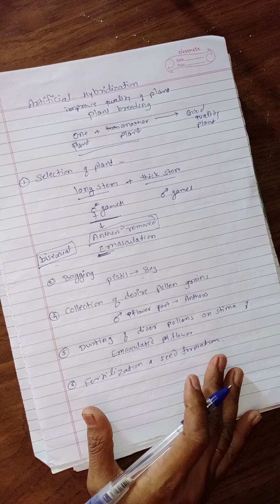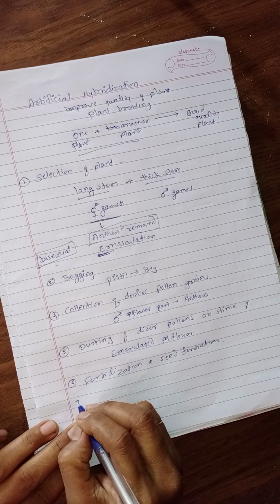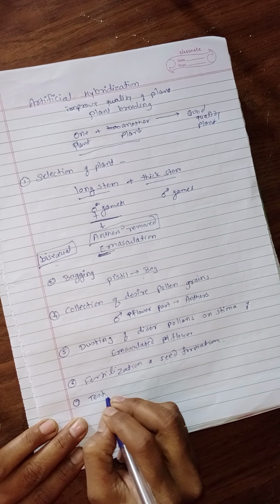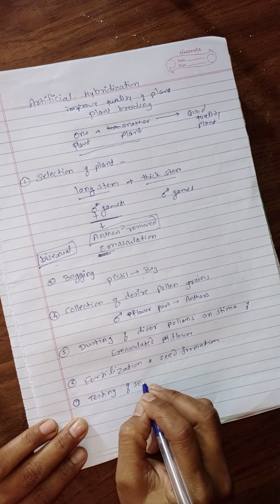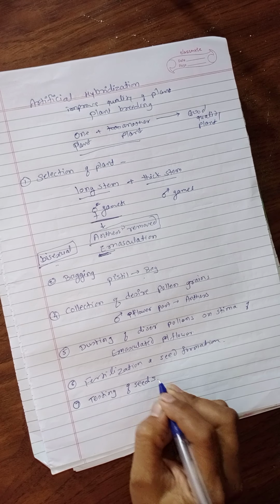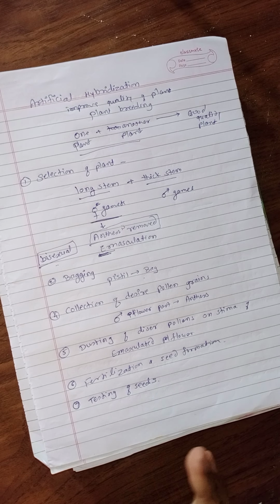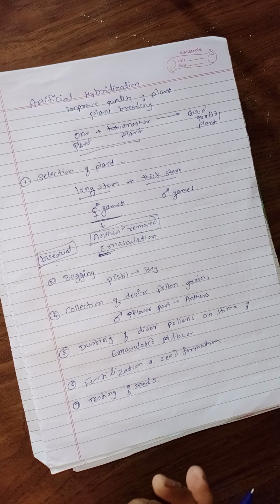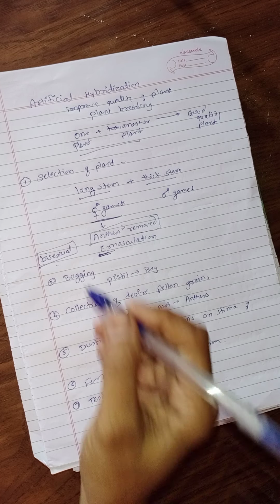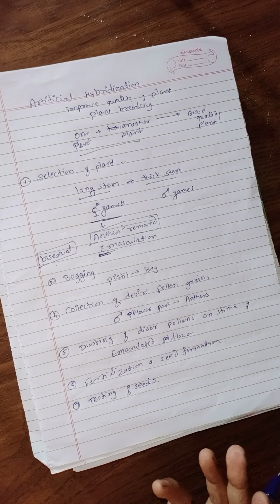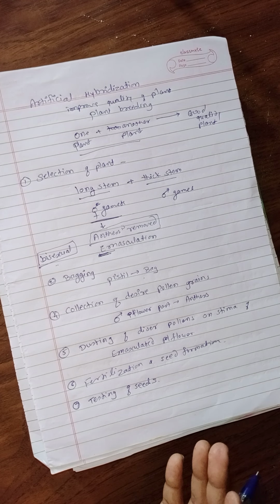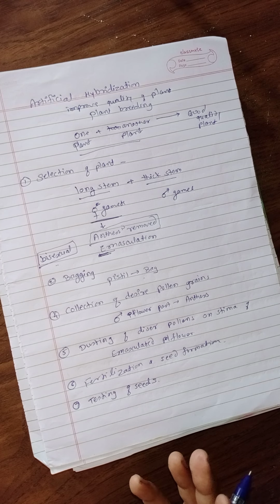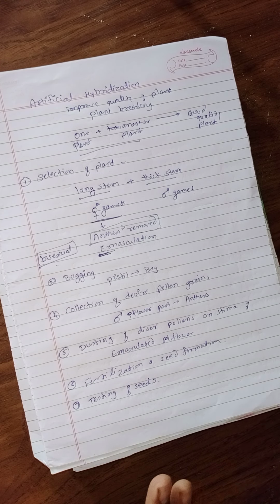After seed formation, the most important step is testing of seeds. We test those seeds after germination. If the new plant has a long and thick stem, then we have succeeded in artificial hybridization. Then the tested plant is used commercially. This is the process of artificial hybridization.